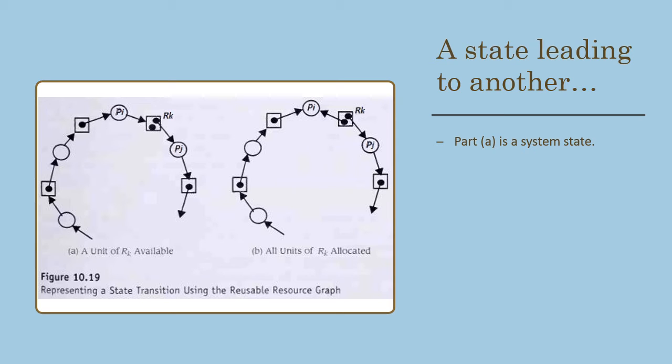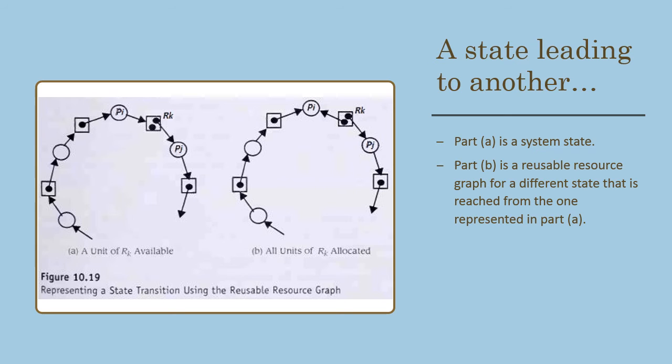Part A is a system state. Notice that Pi wants an instance of Rk and that instance is free. Part B is a reusable resource graph for a different state that is reached from the one represented in Part A. How? In Part A, Pi was requesting one instance of Rk, and in Part B, that free instance of Rk has been assigned to Pi.